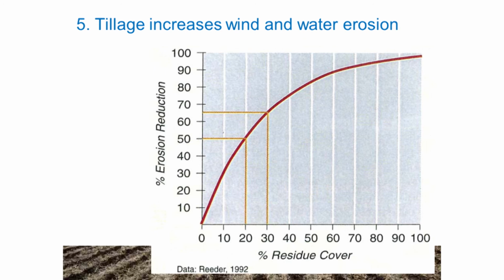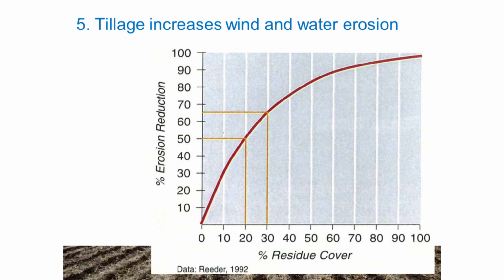Another way tillage impacts cropping systems is through its effect on erosion, wind and water erosion. So purely by burying and incorporating residue, tillage will increase wind and water erosion. This is a graph that shows this relationship very nicely. Basically, more residue cover, less erosion, right? We've talked about this earlier.